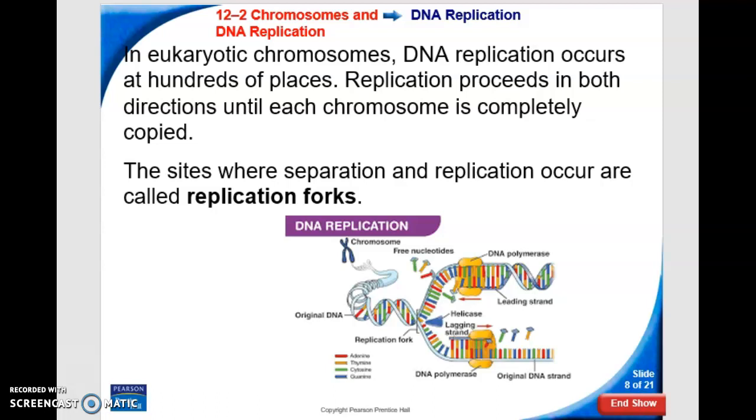Now, this is where we get the replication fork. In your DNA, the area that it's splitting, and you can see from the picture right down there in the middle, that's going to be called a replication fork. That's the site where it actually separates, and replication is going to begin.